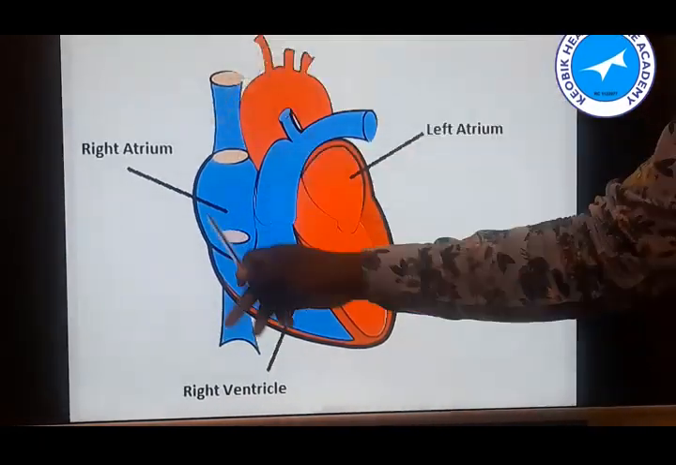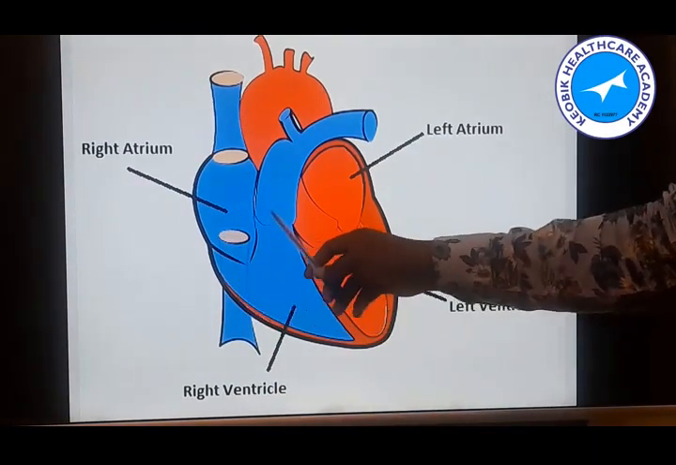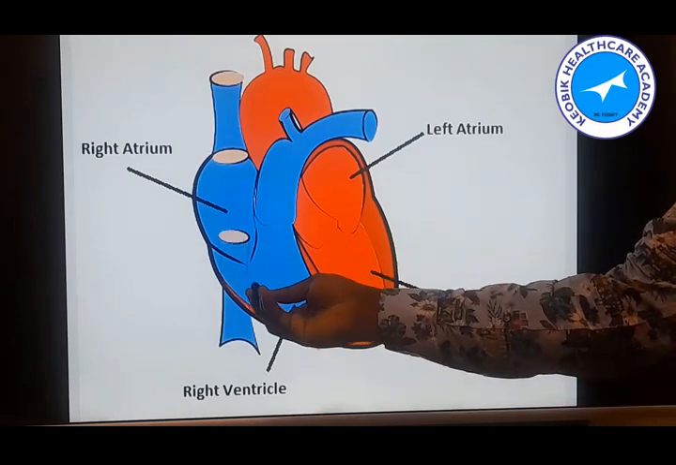This is coming from the head, and it's carrying blood that doesn't have oxygen. Then there's a valve here. It now enters into the right ventricle.